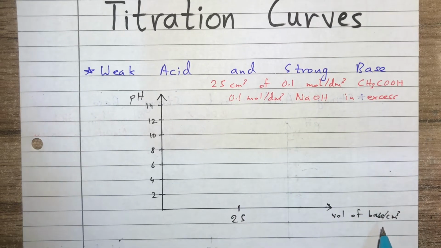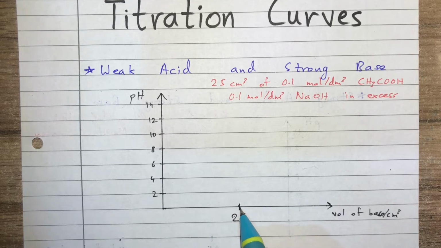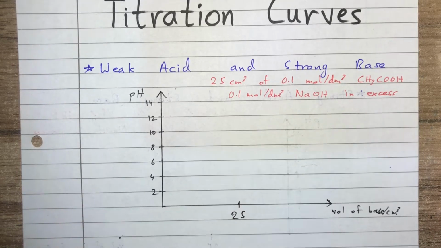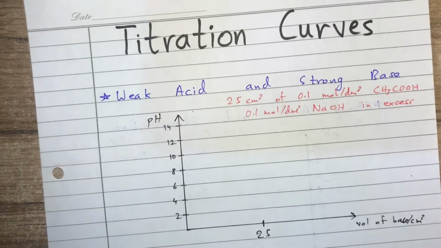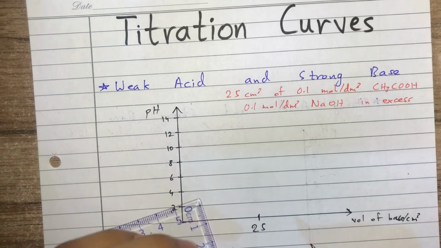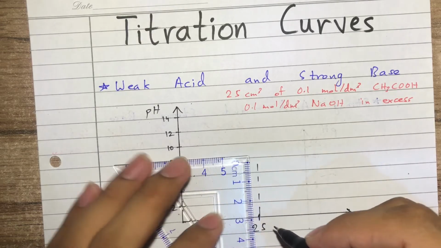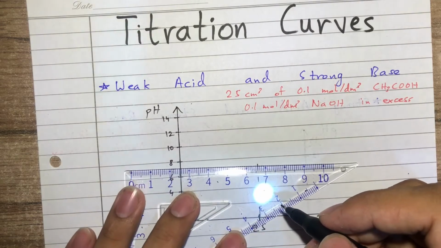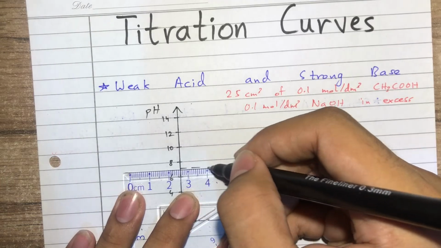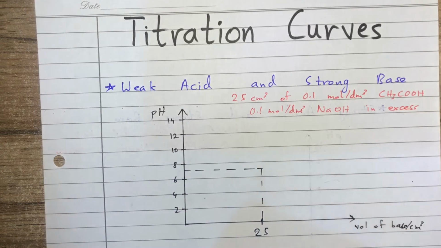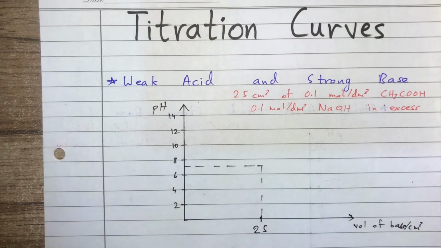So this is the volume of the base, so that means that at 25 cm cube we will have a vertical line, right? So I'll extend a small line from 25. Then this is pH 7. The details of titration curves aren't in the syllabus for AS, it's just the basic shape.